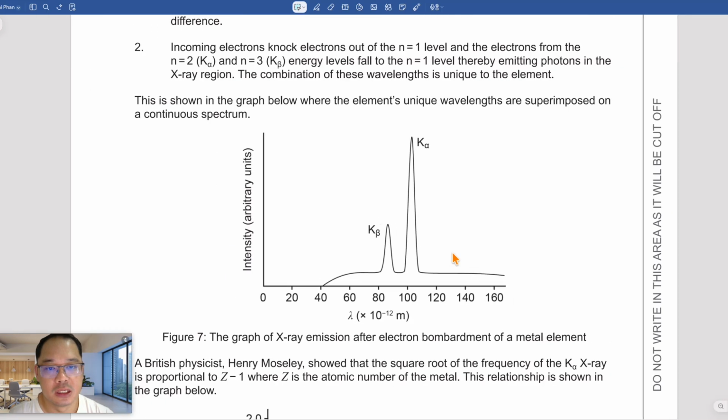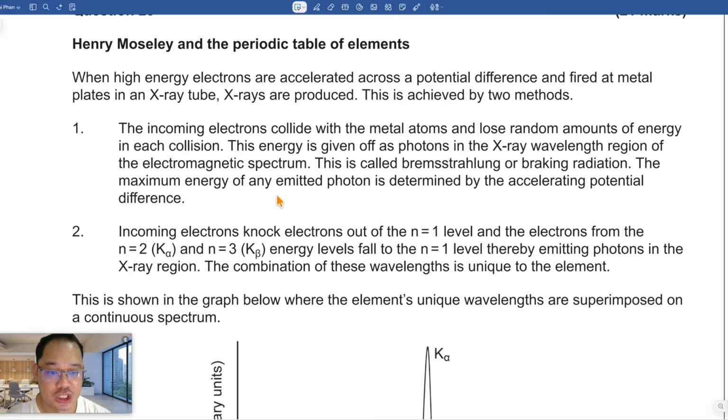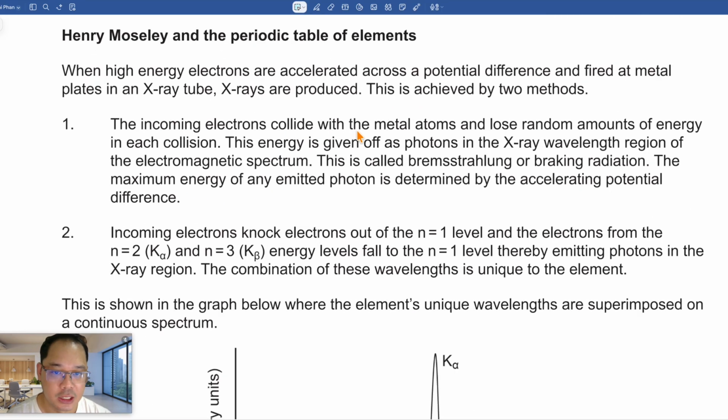It is because of this mechanism mentioned here: the incoming electron collides with the metal atom and loses random amounts of energy. Let me highlight that. It loses a random amount of energy in each collision between the incoming electron and the nuclei of the metal plate target. This energy is given off as a photon here. This is the key, given off as a photon in the X-ray wavelength.